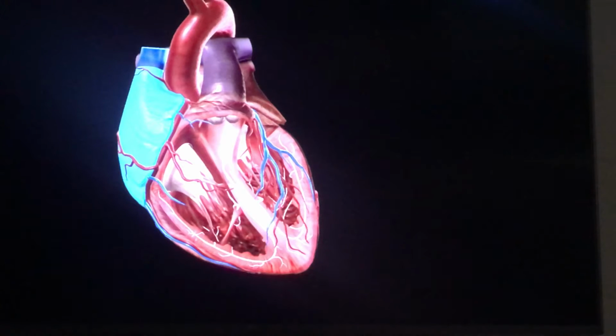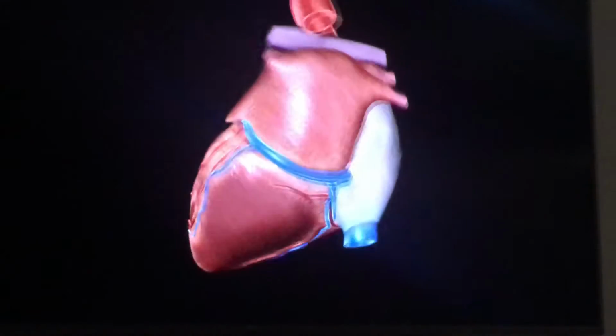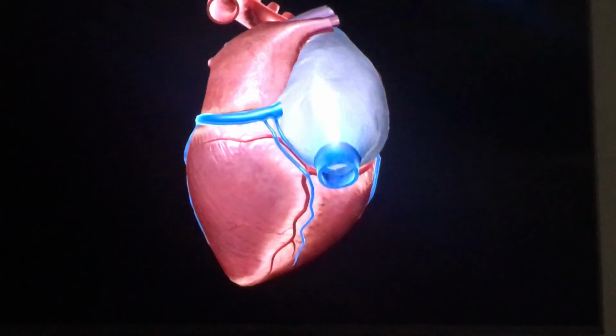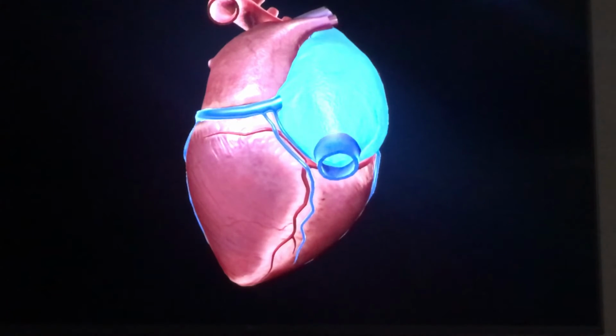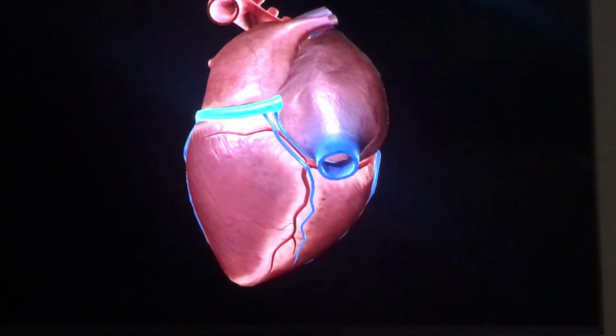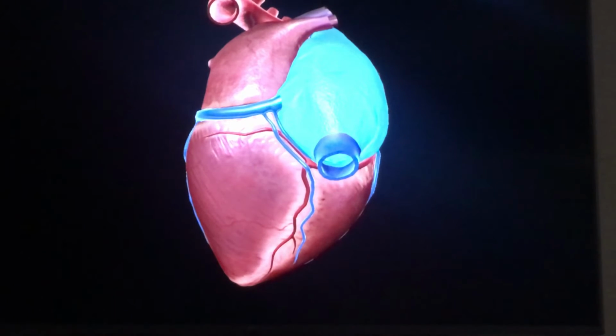chamber. Each chamber on the top is called an atrium. This would be the right atrium because it's facing us. If I spin it around like this, then that person is looking away from us. Now you'll notice the blue blood vessels that are delivering blood to the heart. These are coming into the right atrium, bringing deoxygenated blood to the right atrium. It's the first chamber of the heart.